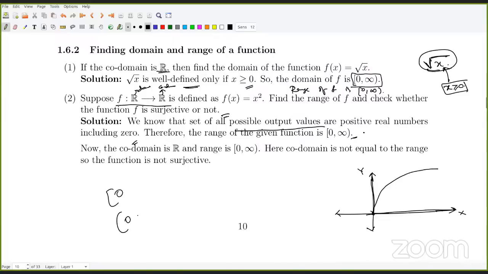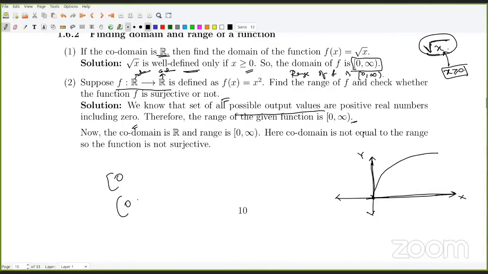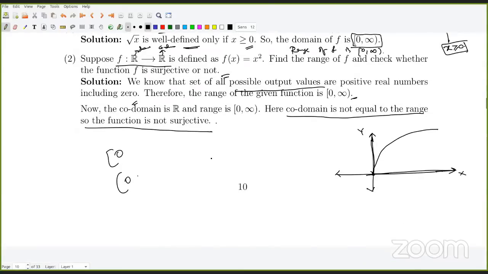Okay. Now the codomain is R and the range is 0 to infinity, like the first question itself. So the codomain is not equal to the range. The given function is not surjective. So this is how you say whether a function is surjective or not. You need to check whether the codomain is equal to the range or not. Sir, how can we say that the given function is not injective? It's not equal because we will get only the positive values, so we will not get the whole of R. So it will not be surjective. Not even injective. Yeah, not even injective. But here, in the surjective case, it is not surjective. Correct. Whatever you said is correct.